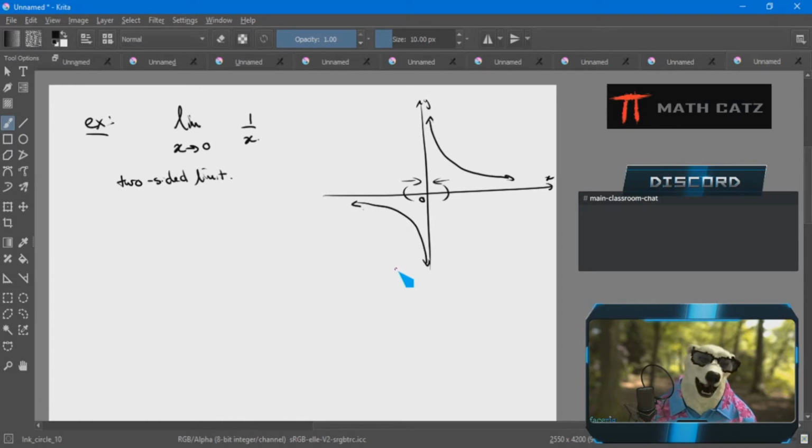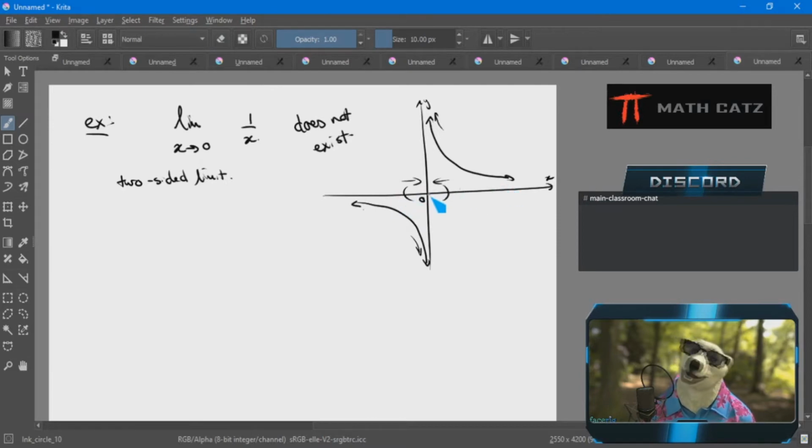Remember, I never care about what is happening at the x value. I have y values around 0, no problem at all. I can explore and investigate the behavior. And the behavior says I am blowing up in terms of the size of my y value. Doesn't exist. I can't really say an infinity because the behavior on either side is different.